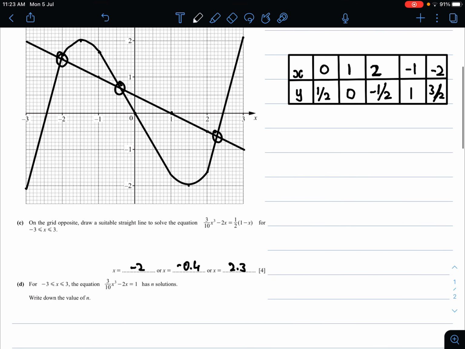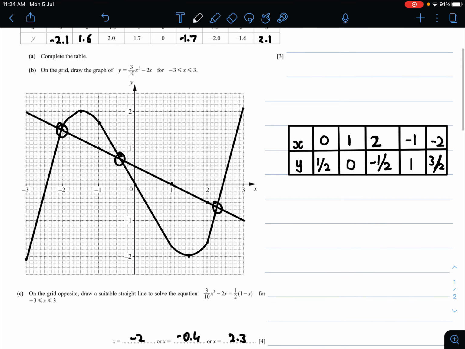Now let's move on to part D. For -3 to 3, the equation has n solutions. Write down the value of n. So first let's draw the line y is equal to 1. The line will be drawn like this, and make sure to use a ruler again so you get a straight and exact line, so that you can get a proper answer.